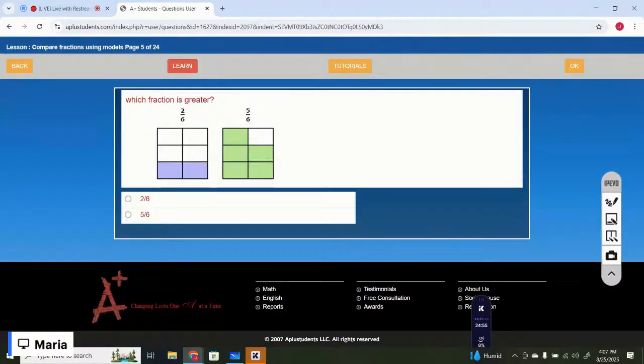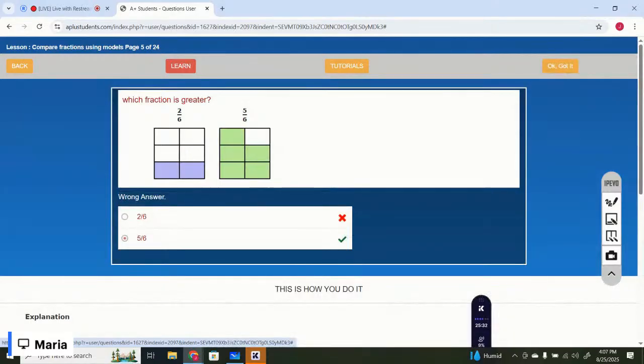Which fraction is greater, 2 by 6 or 5 by 6? 2 by 6 is less than 5 by 6. Oh, the question is which fraction is greater? So obviously the greater would be 5 by 6.